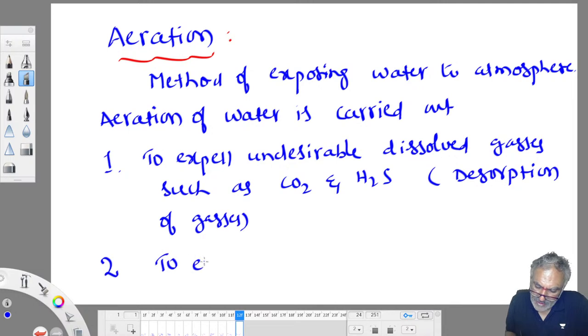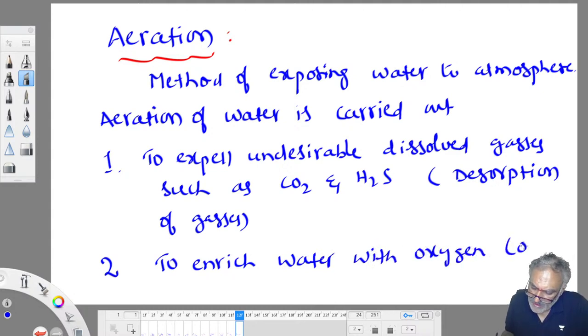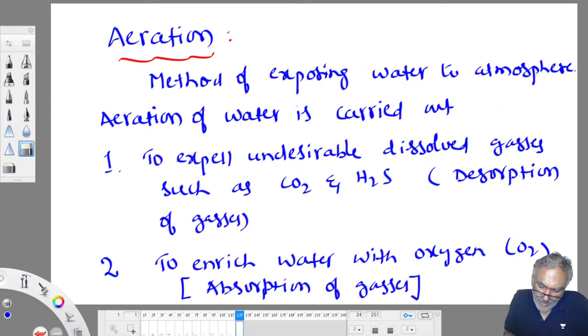Or second, to enrich water with oxygen. Enriching water with oxygen is called absorption of gases. One is called desorption of gases, the other one is absorption of gases. Naturally it happens.